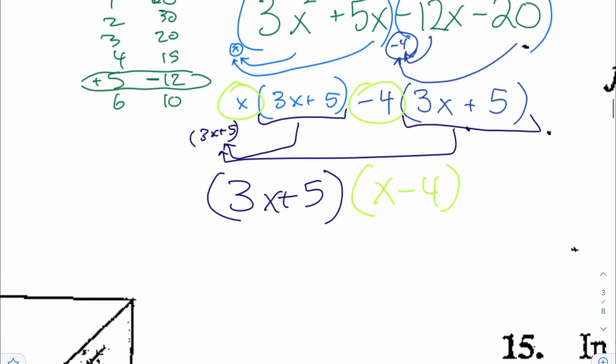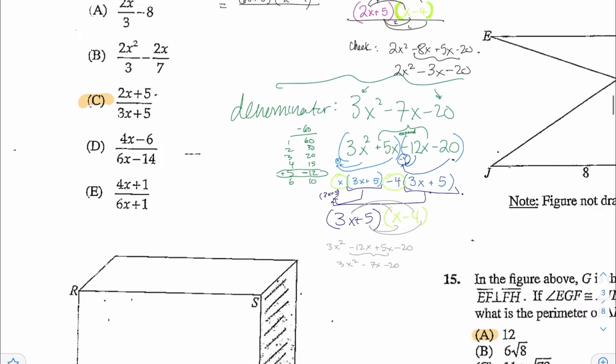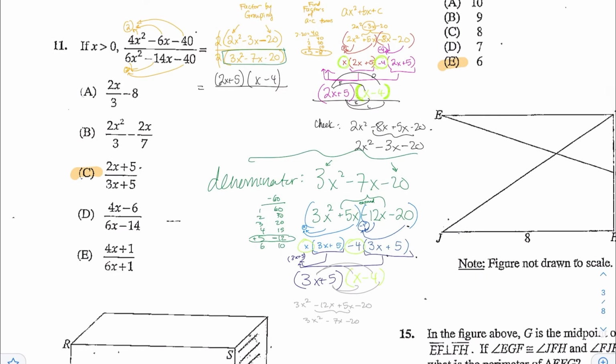Now, just like before, check by FOILing. So you have first outer, which will be 3x squared minus 12x, and then inner last, which is plus 5x and minus 20, which is exactly what we had over here. And combine like terms, you have 3x squared minus 7x minus 20. So that means that everything does check out. So the denominator is going to be 3x plus 5 and x minus 4.